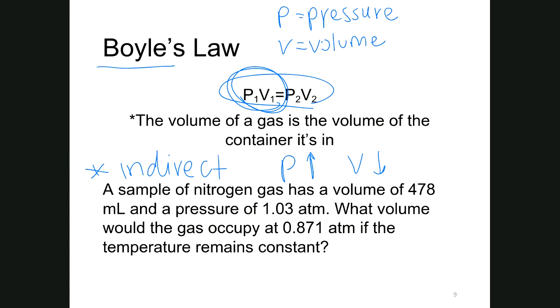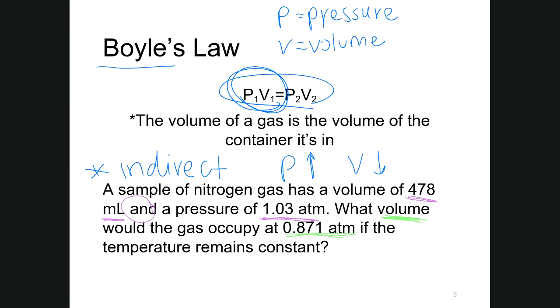So let's take a look at this example problem and look at what information has been given to us. We're told that a sample of nitrogen has a volume of 478 milliliters and a pressure of 1.03 atm. So those two we know are going to go together because of that "and." So then we can see that we are asking what is the new volume if our pressure changes to 0.871 atmospheres and the temperature remains constant.